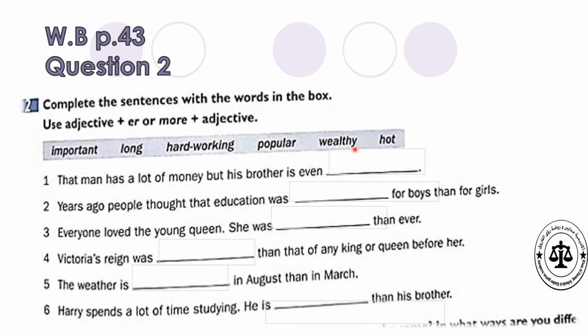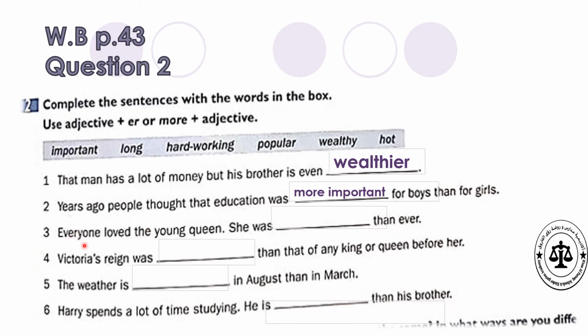Excellent. We use wealthy, and wealthy is a short adjective. If we want to add er for this adjective, we have to change the letter y into i and add er, wealthier. Number 2. Years ago, people thought that education was what for boys than for girls. Important, excellent. Important is a long adjective, so we say was more important for boys than for girls.